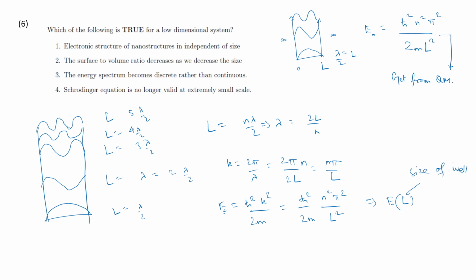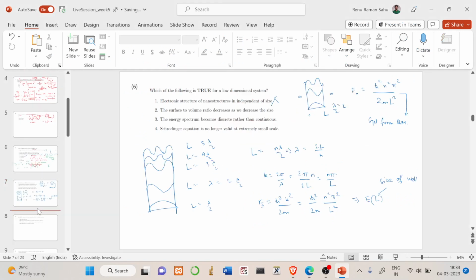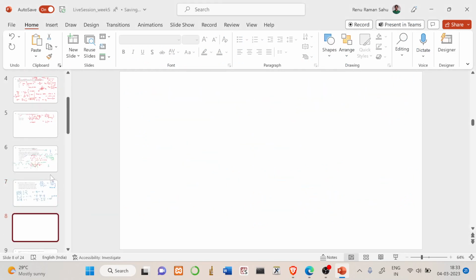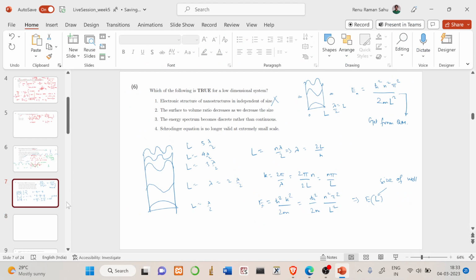And these quantum well structures are these days experimentally realizable. So this statement, the electronic structure of nanostructure is independent of size, is totally wrong. Next, the surface to volume ratio decreases as we decrease the size. So let us look at the size of a particle. The surface to volume ratio is what we have to find.